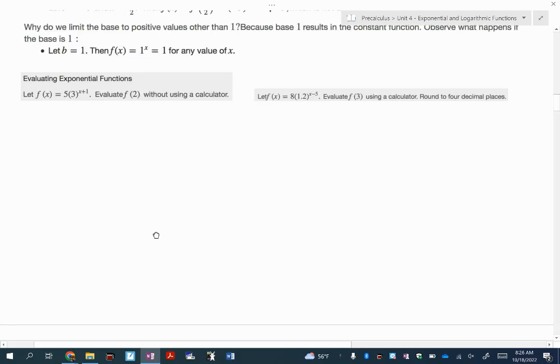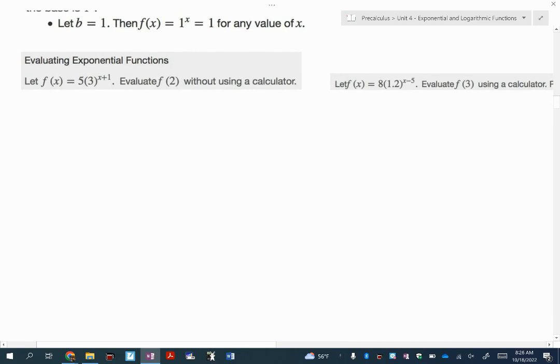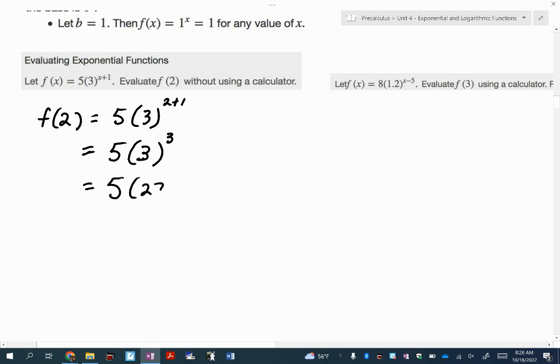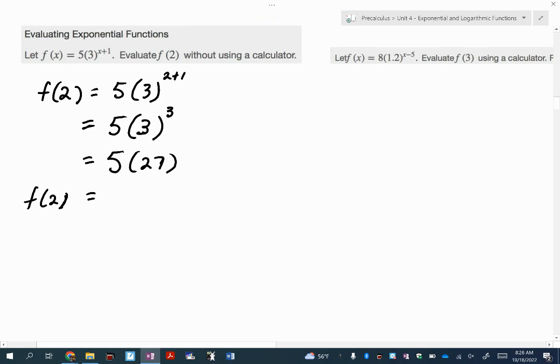And then, as I mentioned before, bases of 1 are extremely boring, so that's why we don't do that. So let's go ahead and do some evaluation, something that hopefully you will remember from last year. So I'm going to plug in 2 and evaluate this without a calculator. So 2 plus 1, so that's going to be 5 times 3 raised to the 2 plus 1 power, which is cubed. All right, don't forget your order of operations. You do 3 cubed first to get 27. And then let's see, 5 times 27, 5 times 30 is 150, minus 15 is going to be 135.